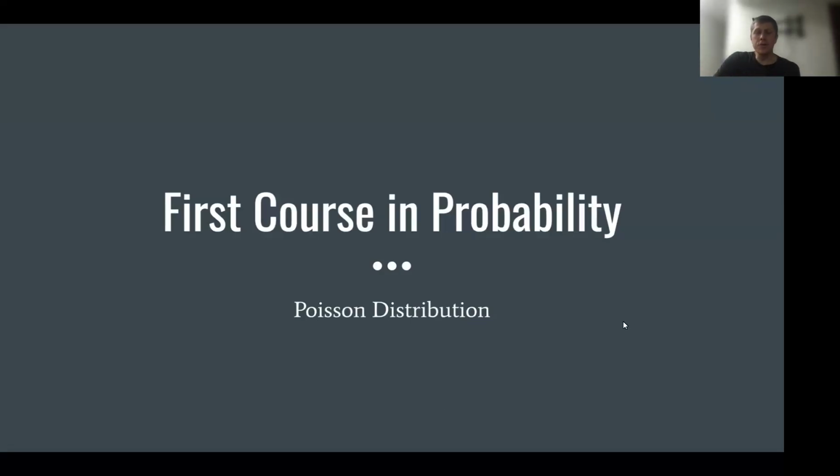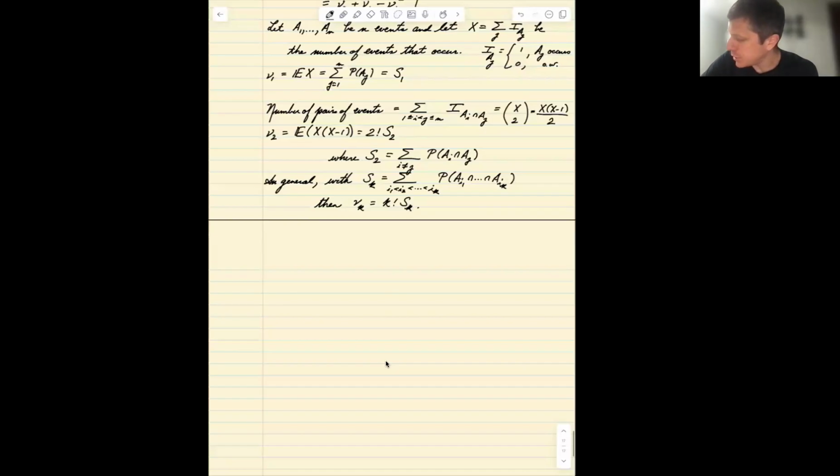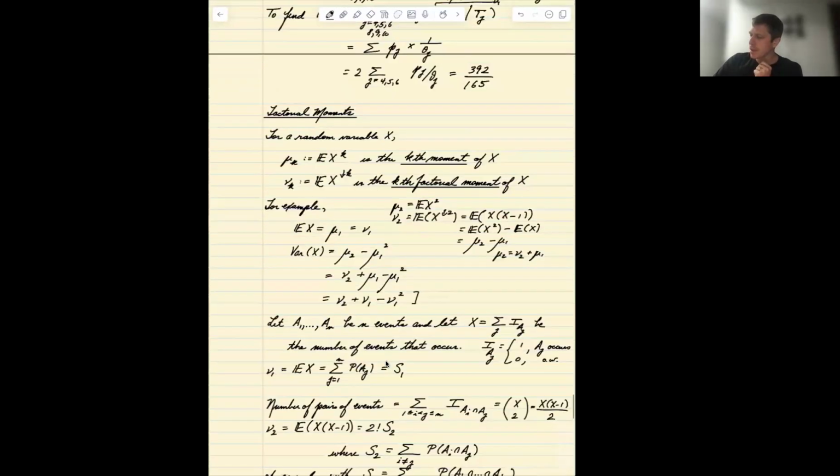All right, our next distribution is called the Poisson distribution. It's a very important and widely used distribution and has a very specific motivation and intuition behind it.